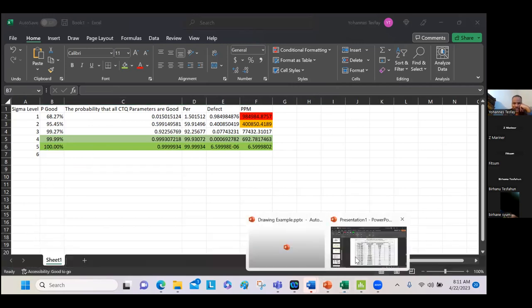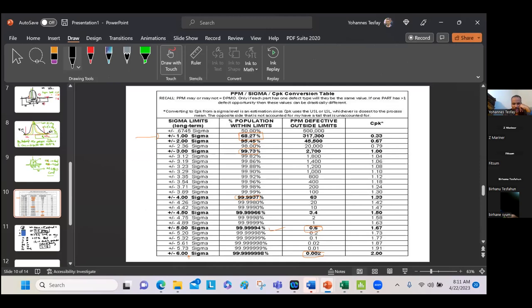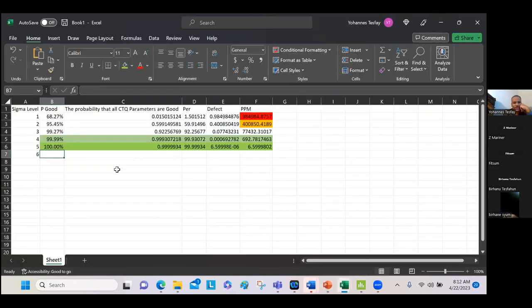What about 6 sigma? If it is 6 sigma, you see 6 sigma 99.999, how many nines? 6 nines, then 8. So I'm gonna put, no, this is not 100%.